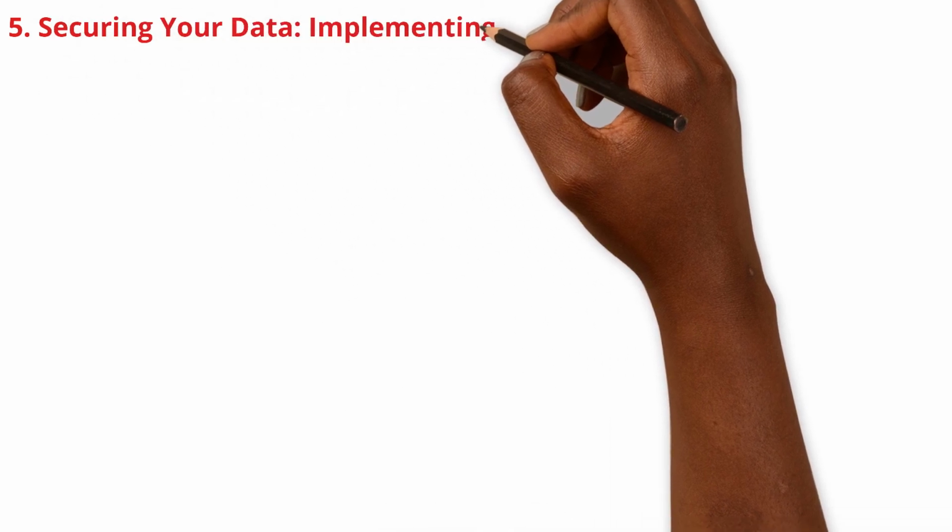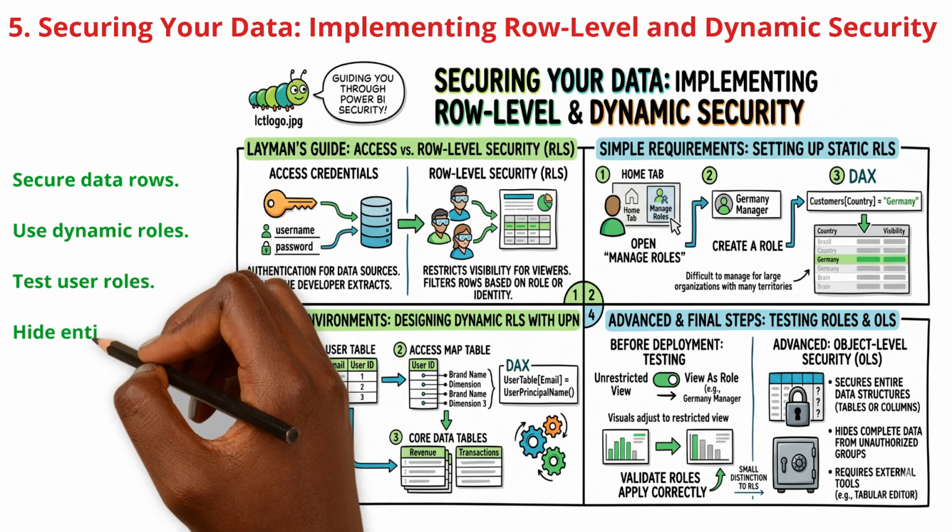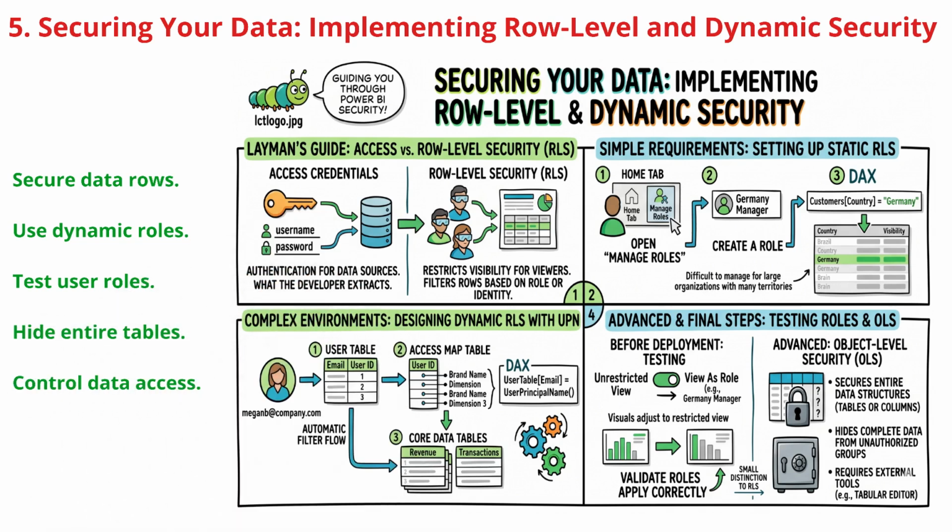Data security in Power BI is a critical 2-step process. While access credentials get you connected to your database, row-level security controls exactly what your report viewers are allowed to see. For basic setups, you can create static roles using simple DAX filters. However, in large corporate environments, dynamic security is the gold standard. By leveraging the user principal name function, the model automatically reads a viewer's corporate email login to filter data tables through your relationships. Just remember to always validate your security using the View As feature before publishing, and consider object-level security if you need to lock down entire tables or columns.